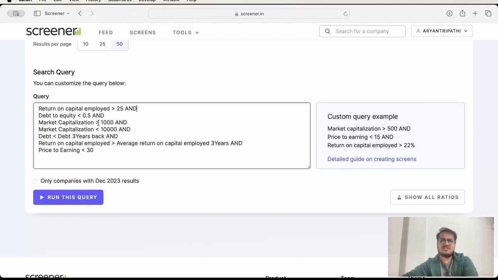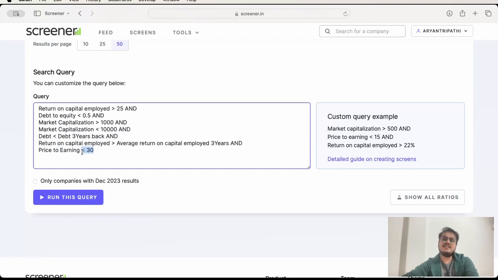Market capitalization, I want a small cap, or small cap and micro cap, so between 1,000 and 10,000 crores. Why small cap? Because the chance of a small cap becoming a mid cap or large cap is much higher than a large cap becoming an extra large cap. It's a kind of risk factor. Then debt is less than debt 3 years back, so my filter is that current debt is less than what it had 3 years back. We can change that also. ROC is greater than the average return of the last 3 years, and PE is less than 30.